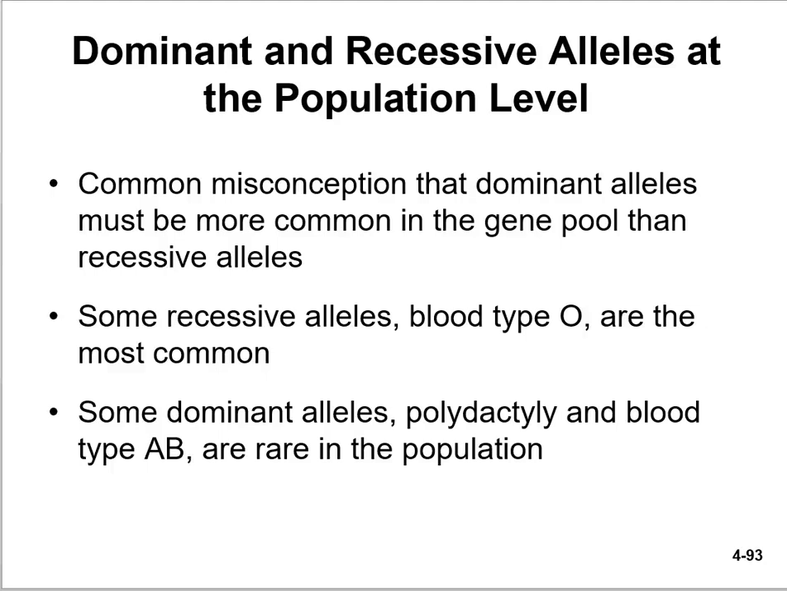A common misconception is that dominant alleles must be more common in a gene pool than recessive. But that's not always true. Some recessive alleles, like the blood type O, are most common. Some dominant alleles, like polydactyly and the blood type AB, which is actually codominant, are rare in a population.